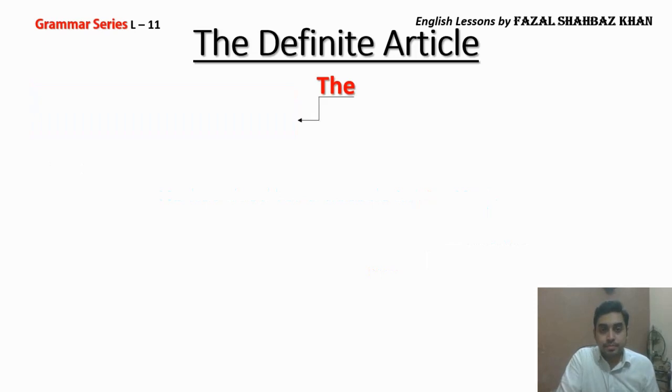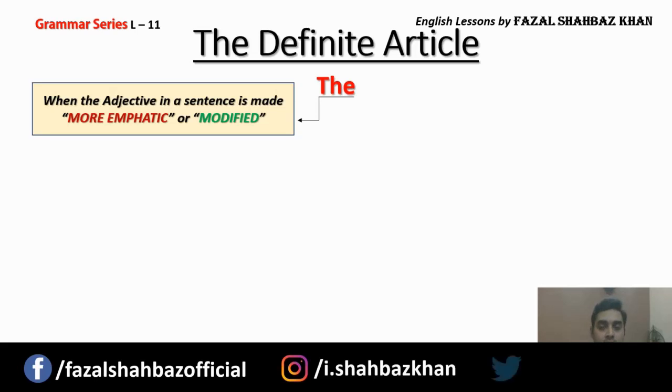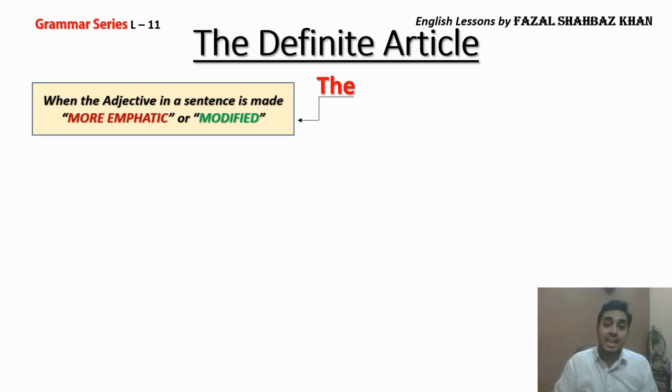Let's take another example and another concept. We have always talked about articles getting used with proper names and proper nouns, but today we are going to talk about the definite article "the" that gets used even with an adjective. In a sentence where you already find an adjective describing the noun, we have that adjective to describe the noun, but we have another adjective in the shape of an article, that is "the," in order to make that adjective look more emphatic or more modified. Let's take a quick example.